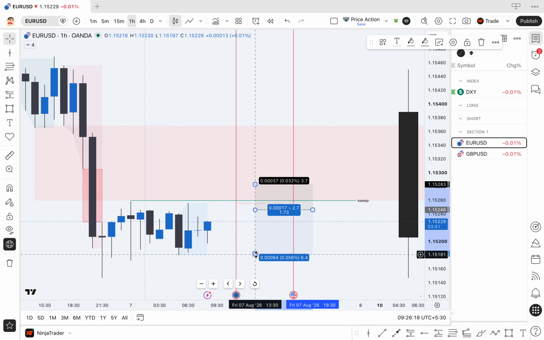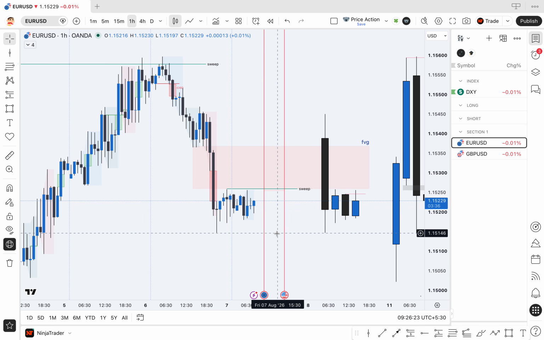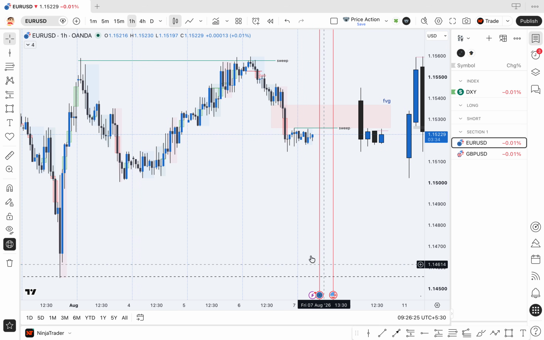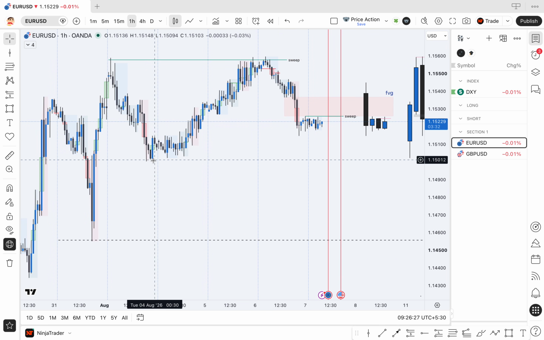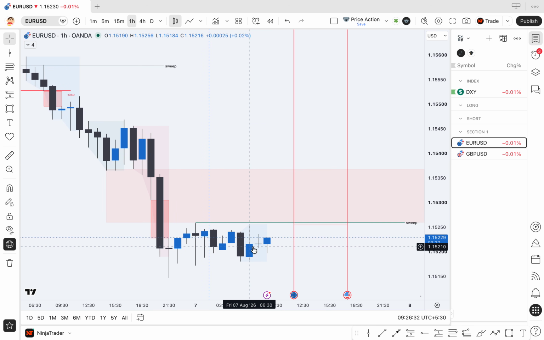put my stop loss something like this and then let it run. So it's a very high probability setup that I can see. And we can expect price to move to these lows, even first to these lows and eventually to these lows. So again, it's a really high probability setup.